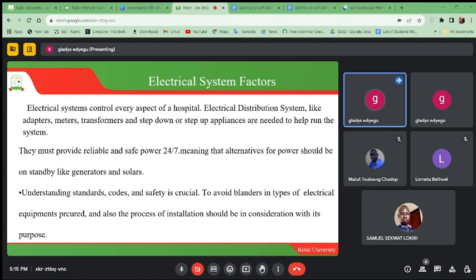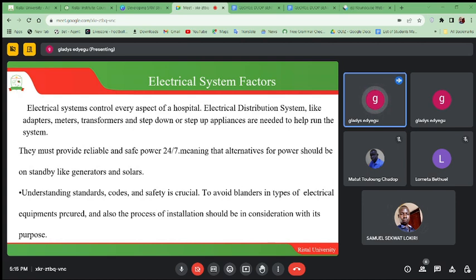24/7 meaning every day and at all times, meaning that alternatives for power should be on standby, like the generators and solars. So if you're not able to sustain power and you know that you're going to provide health services 24/7, then you need an alternative for your power, so that when the electricity systems break down, you're able to switch on to the generator or the solar, and there's continuous service provision to your clients.